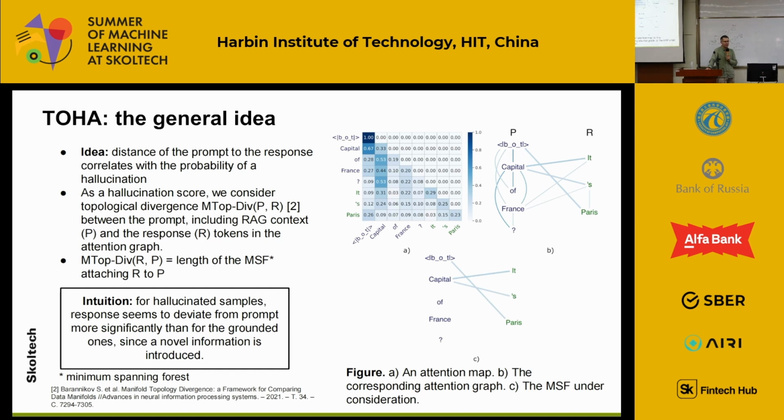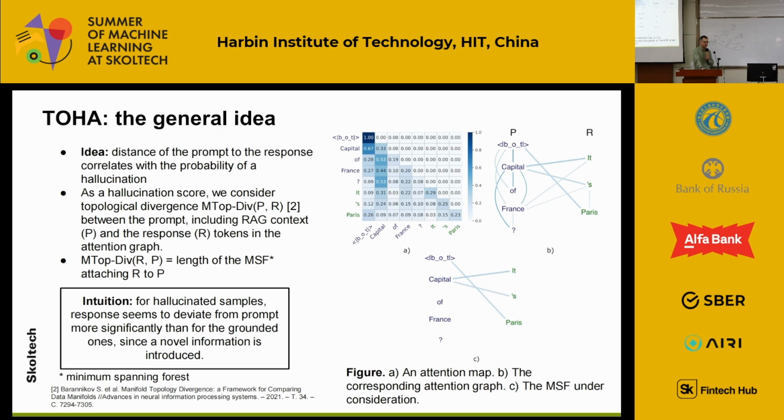And now let us separate tokens, two tokens from the prompt and two tokens from the response, and calculate the distance between the cloud of tokens that correspond to the prompt and the cloud of tokens that correspond to the response. So now we have these two clouds, and we measure the distance between these two point clouds. And it turned out in our experiment that the best distance here was the so-called MTopDiv, the topological divergence.